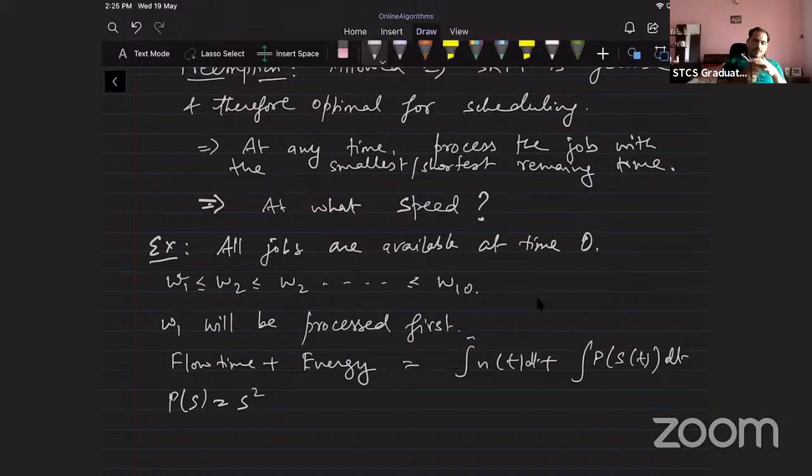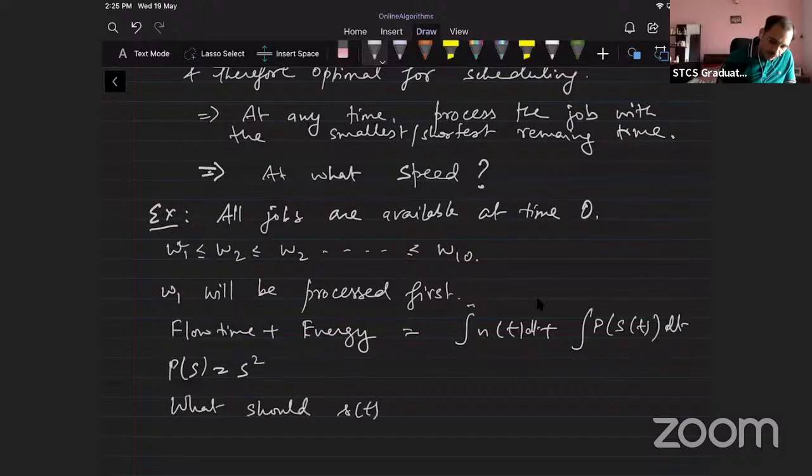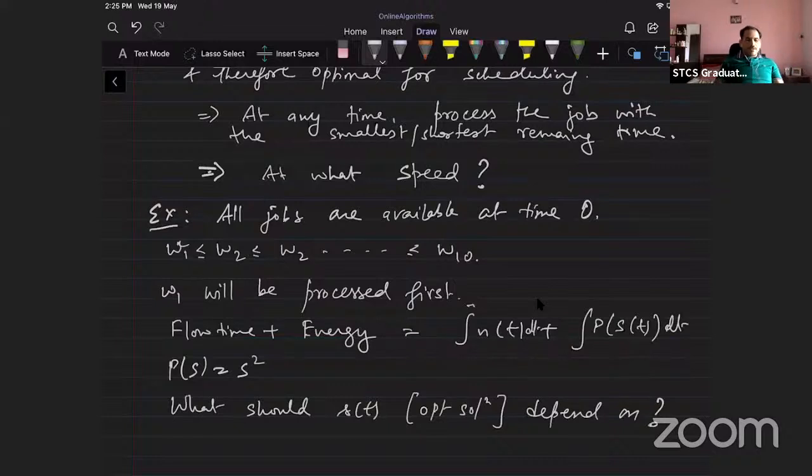So what should your speed at time t depend on? So what should S of t in the optimal solution depend on? See, this is a setting where all jobs are available at time 0. So that is why I can do things of this kind. Otherwise, I don't know what the optimal answer is. Only in this setting, I actually can find an optimal answer. So I'm just asking you to think about what that optimal S star of t, at each time t, depends on. Job sizes or number of jobs? These are the only two quantities which you know.